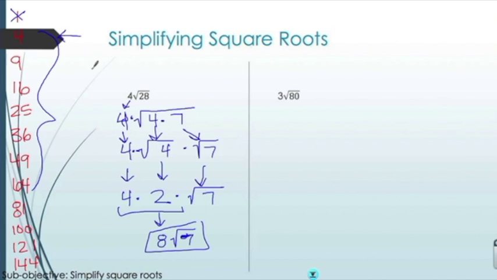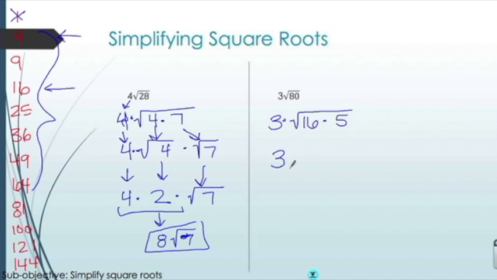4 does go into 80, but so does 16. We like to pick the largest one if we noticed it. If we didn't notice it, then we would just have to repeat the process again later on. Alright, so we've got the 3 that's still on the outside. I'm going to rewrite 80 as a product of 16 and 5 because 16 times 5 is 80.